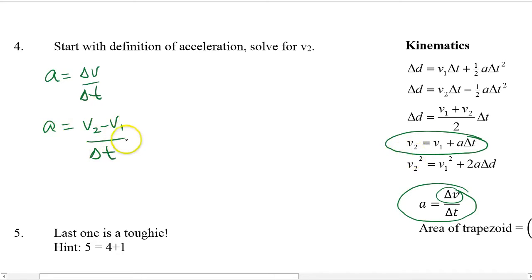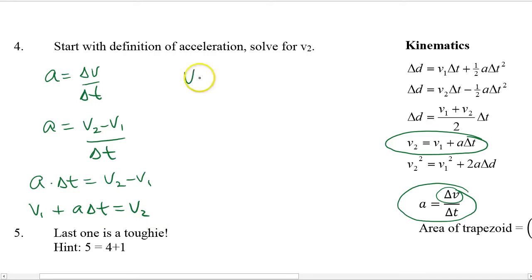So think about all the things that are happening. The first thing we should do is multiply both sides by delta t. And then we should add v1 to both sides. So we get v1 plus a delta t equals v2. And then maybe just switch the order so that it looks right. v2 is equal to v1 plus a delta t.